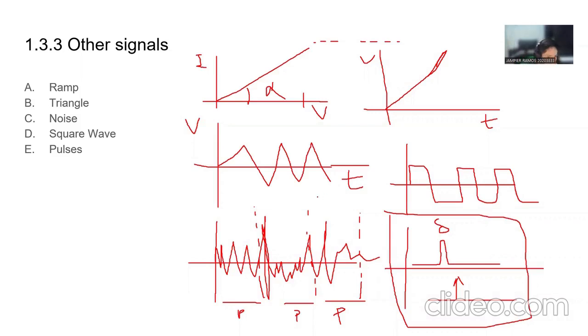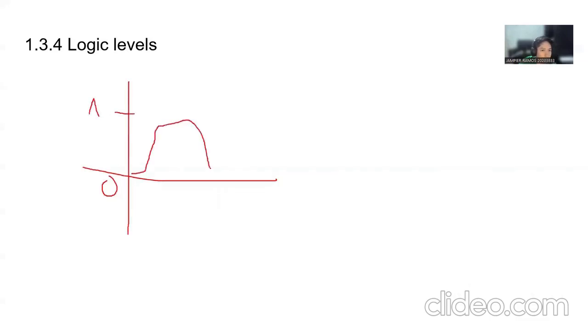The next one is logic levels. And logic levels, esto es bastante usado en circuitos digitales porque, bueno, la señal tiene que variar entre dos valores, entre unos y ceros, ¿cierto? Acá tenemos 0, acá tenemos 1, y bueno, nuestra señal podría variar así.